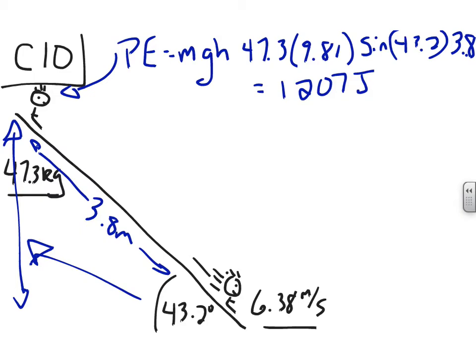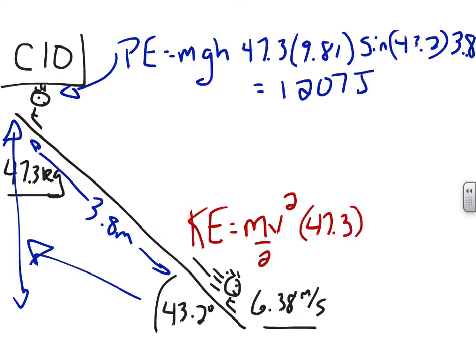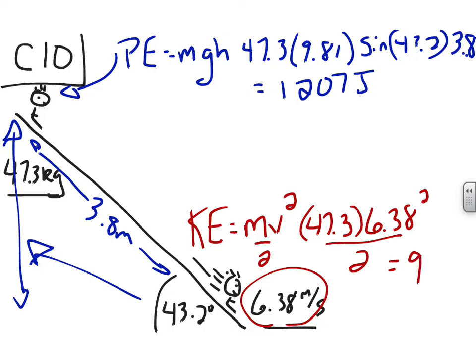Well, when he gets to the bottom of the slide, he no longer has potential energy. Down here, he has all kinetic energy. So kinetic energy is mv squared over 2. His mass is still 47.3 kilograms. But down here, he has a velocity of 6.38 squared over 2, which means he has a total amount of energy down at the bottom of 963 joules at the bottom.